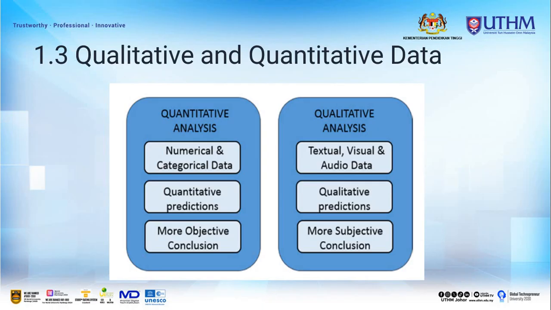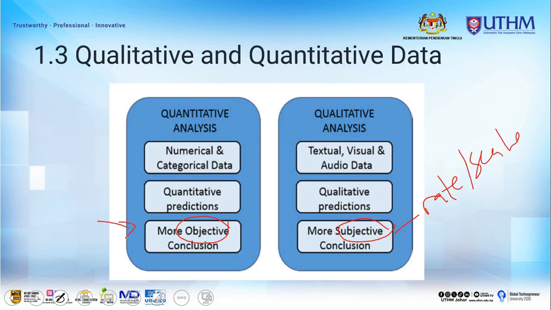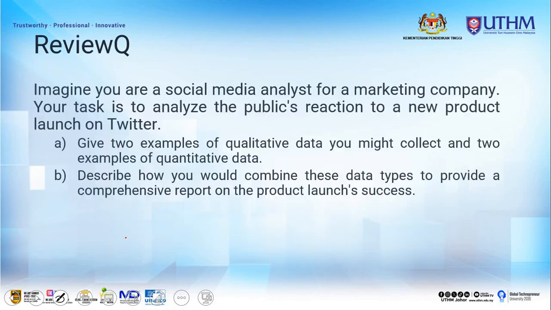Here I want to highlight, I already explained about these previously, that quantitative is more objective, and qualitative is more towards subjective, because here we will check on the rate, scale and so on, but this one is a countable one, so it's a more objective conclusion. So that is the difference between qualitative and quantitative.